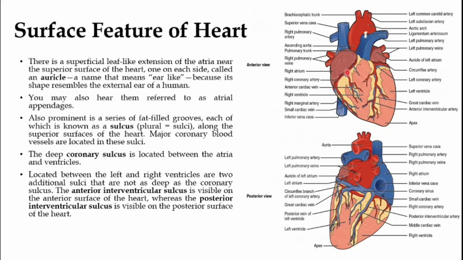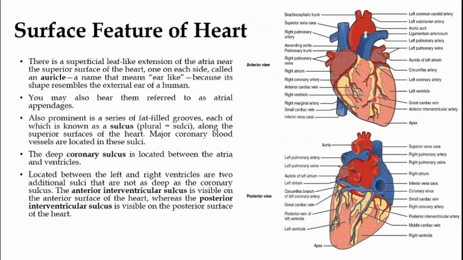The sulcus which is present between the atria and the ventricle is known as the coronary sulcus, and these grooves are deeper. And the groove which is present between the right ventricle and the left ventricle is known as the interventricular sulcus.